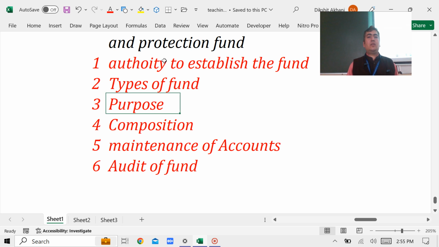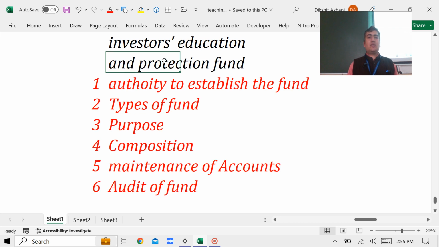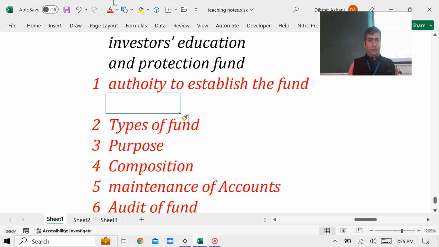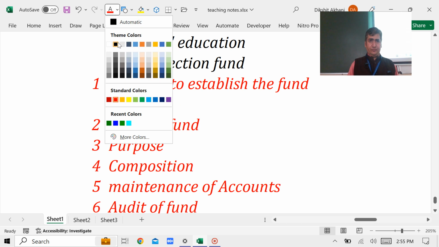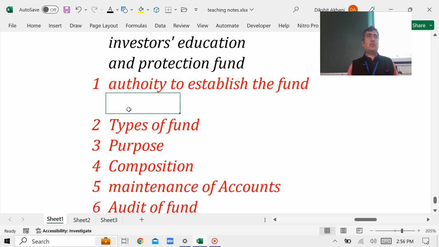and I won't spend much time on this. Quickly, let's go about it. Who is the authority which has the right to establish this fund? State government or central government? So answer to this question is, central government has the authority to do this.